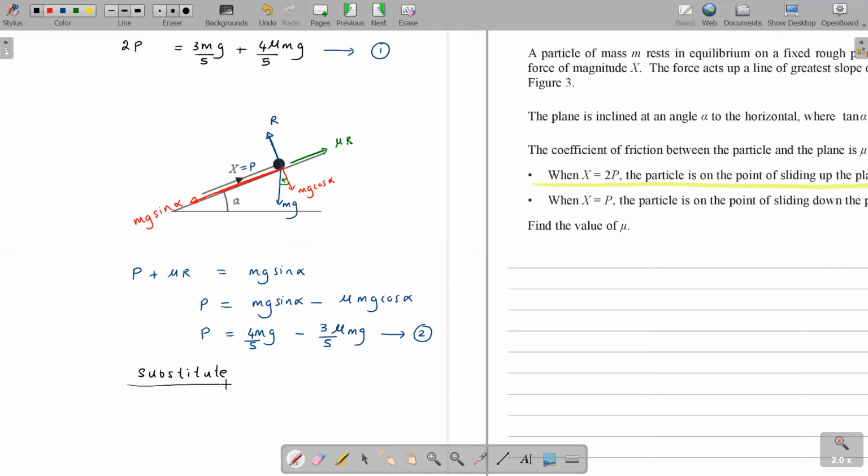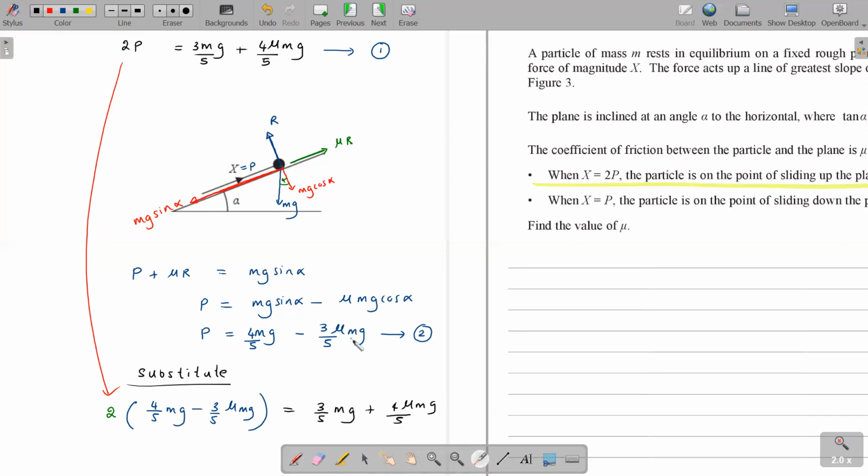Substitute. So what do we have here? 2 times the p value. Let's substitute our p value. What's the p value we found here? 4 over 5 mg minus 3 over 5 mu mg. Okay, I'm substituting into this equation. I'm taking this equation 2p, p is from here, equals 3 over 5 mg plus 4 mu mg over 5. Do you agree with what I've done? Do you understand? I take this p value and substitute that in here. Do you see? So now what happens?